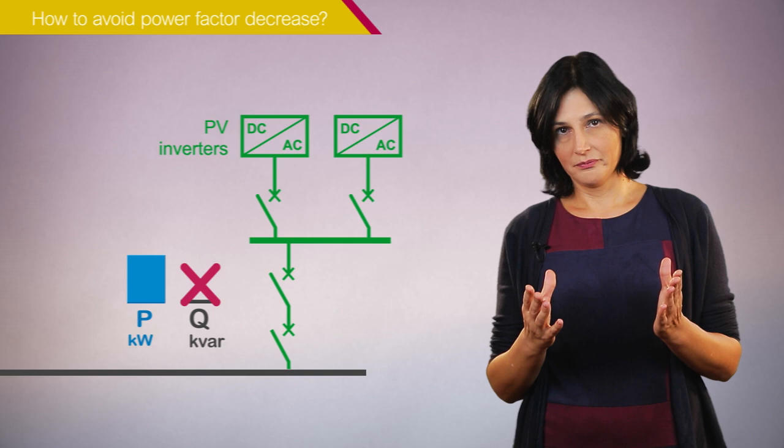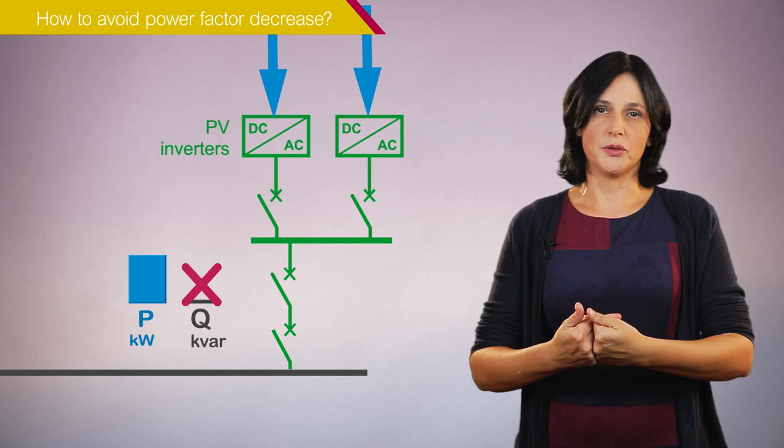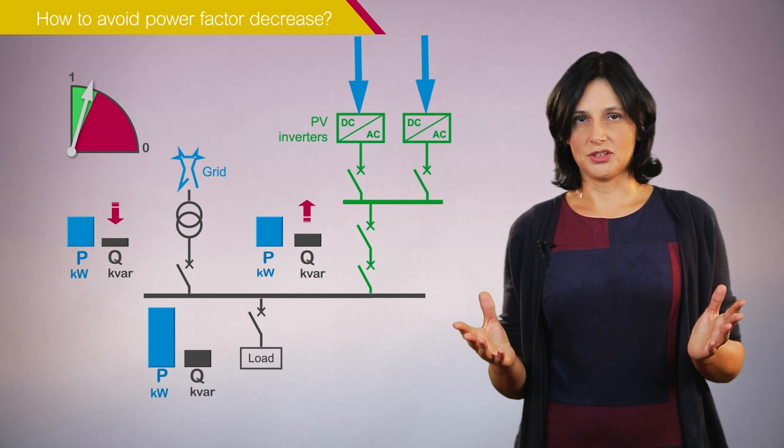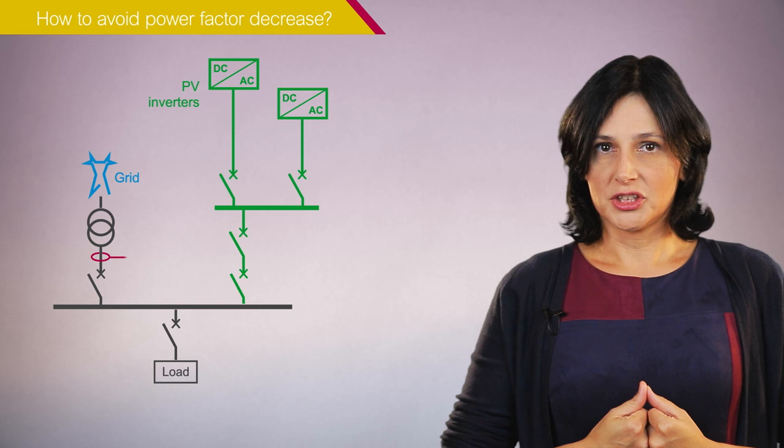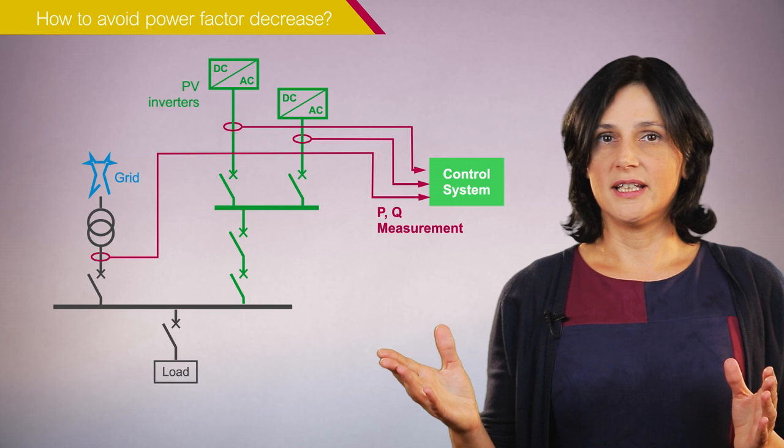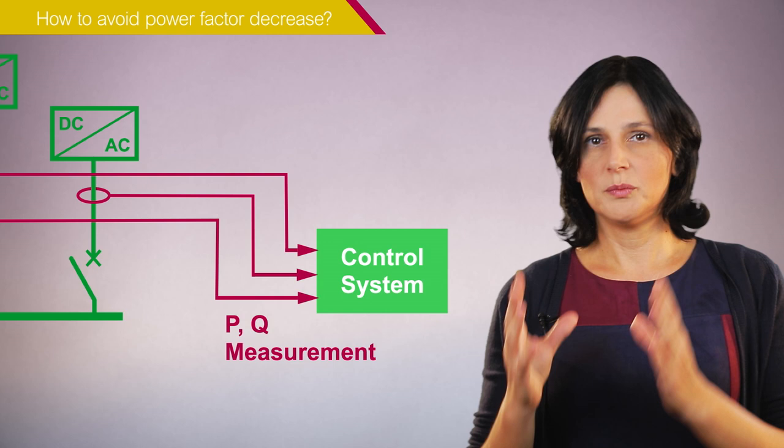How can we overcome this problem? We can make adjustments to the photovoltaic inverter's set point so that they provide both active and reactive energy. To do this, we need to add power measurement at the incoming point, power measurements at the photovoltaic installation, and a control system which calculates and communicates the set points to the inverters based on these power measurements.